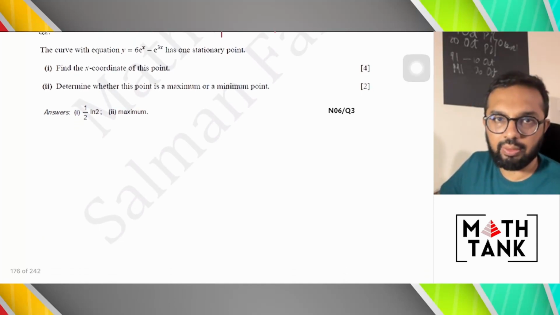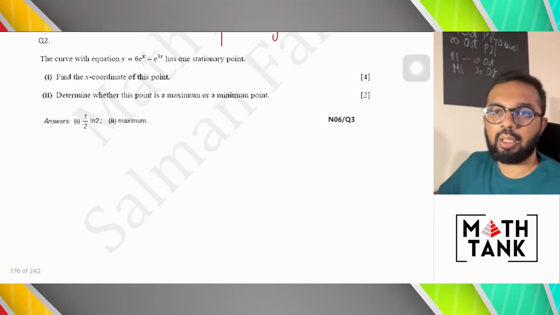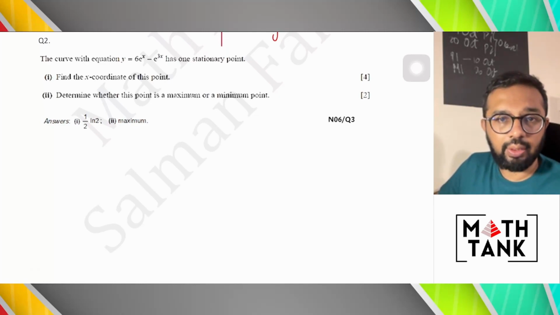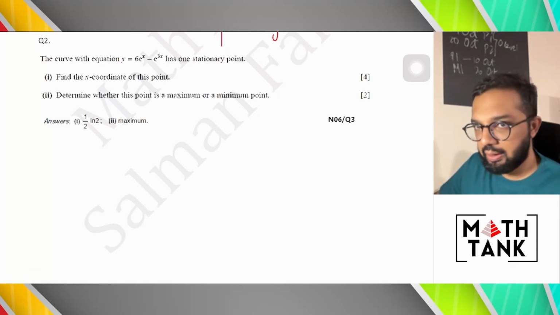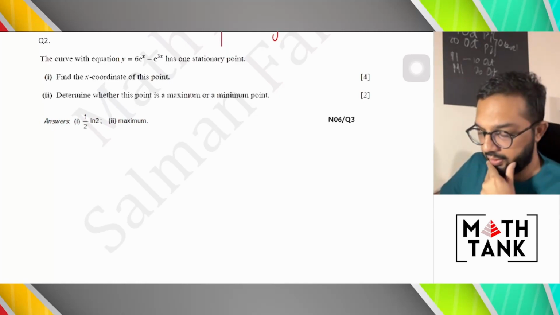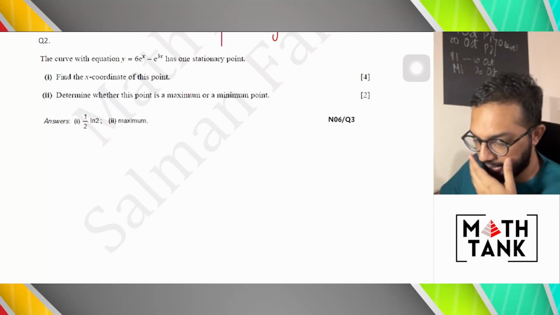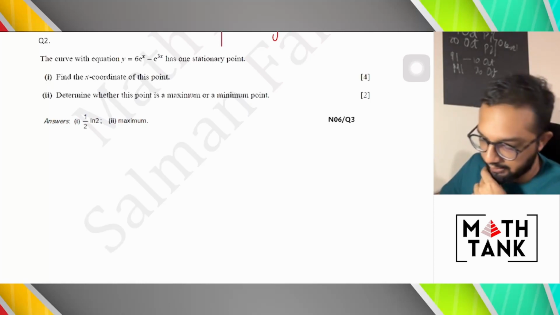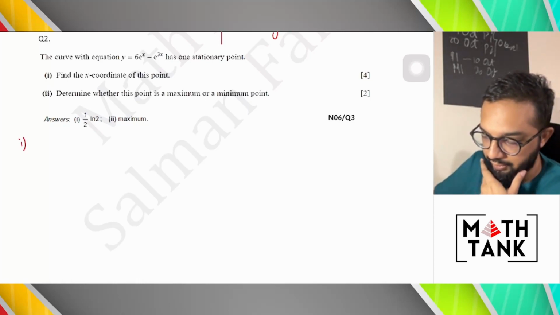This is the second question. At each question, I would encourage you to pause the video and solve the question yourself and then look at the answer that follows. It says the curve with equation y equals 6e to the power x minus e to the power 3x has one stationary point. Find the coordinates of that stationary point.